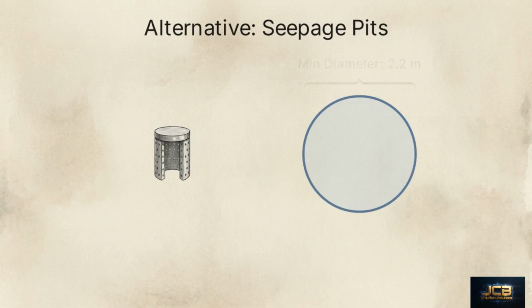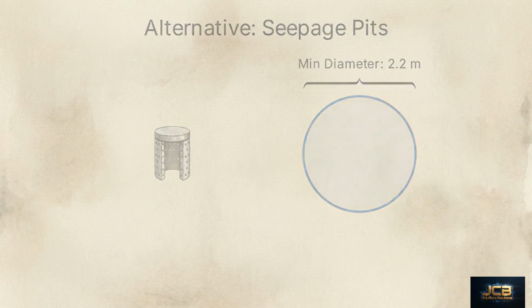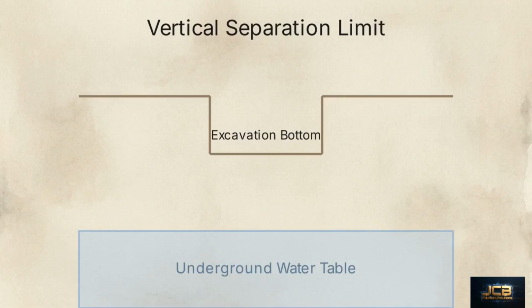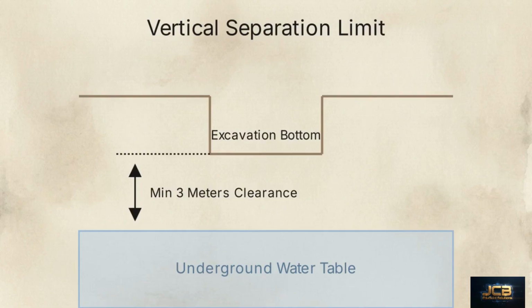If space restricts a lateral field, seepage pits serve as the alternative. Each pit must be circular in shape with an excavated diameter of no less than 2.2 meters. Regardless of whether you use trenches or pits, the vertical limit is non-negotiable. No excavation can extend within 3 meters of the underground water table. These specific depth, width, and filter requirements guarantee that natural soil percolation can process the remaining bacteria and effluent safely, completing the treatment cycle well before it can compromise domestic groundwater.